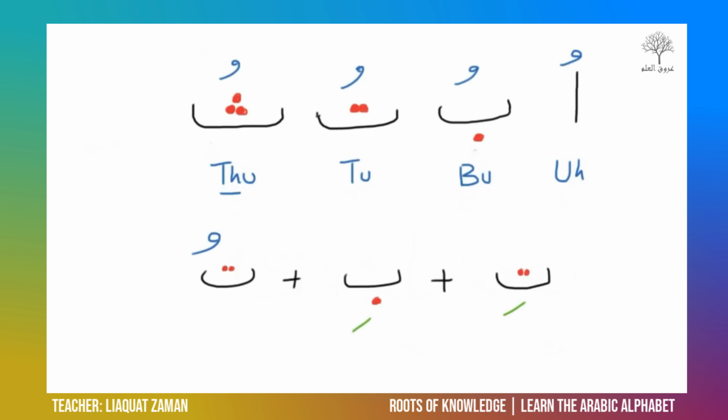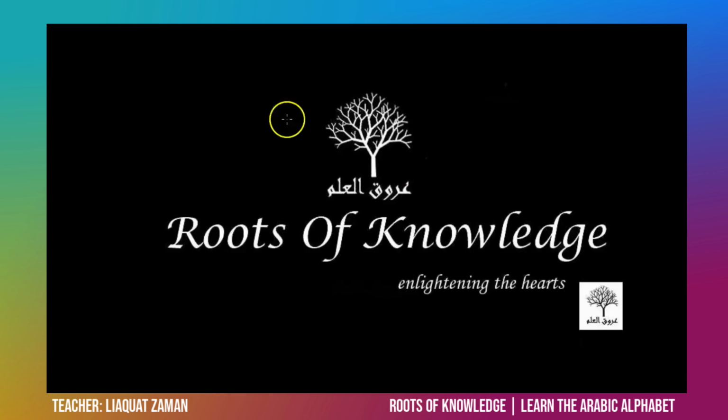Okay, let's try another combination then. And this time let's change a few of the letters as well. So let's try this. This is a three-dot letter, remember? This is a single dot underneath. Okay, let's have a go at this. Tha-bu-i.